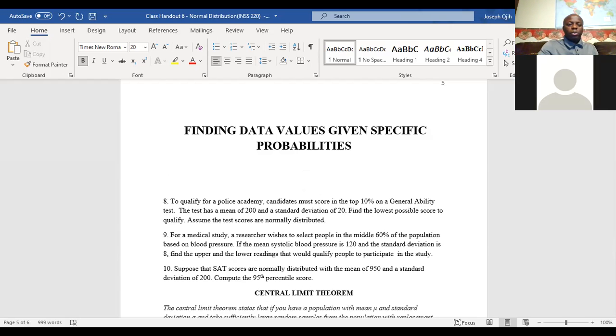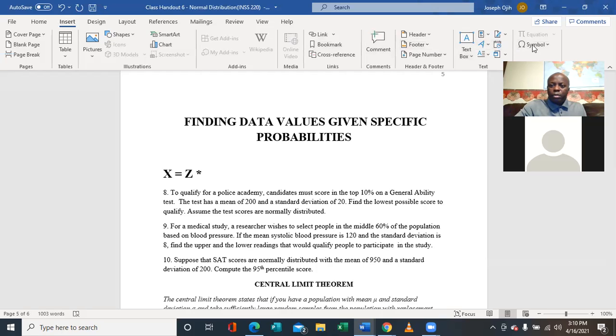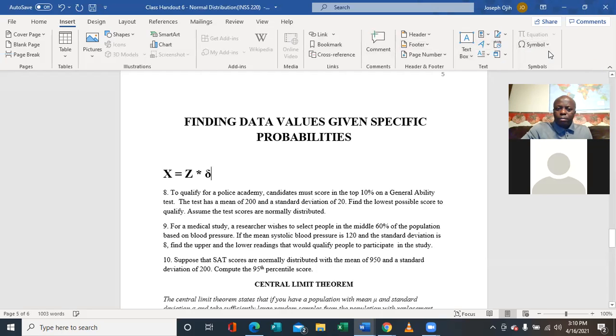In that case, you use this formula: X equals the Z value times the standard deviation, which we can get from the symbol, plus the mean, and that will give you the data value you are looking for.